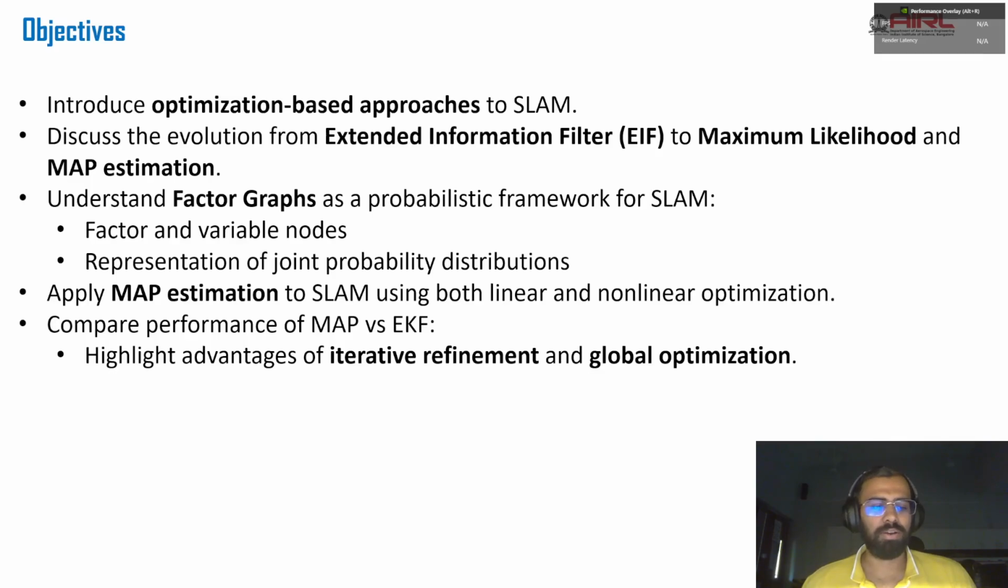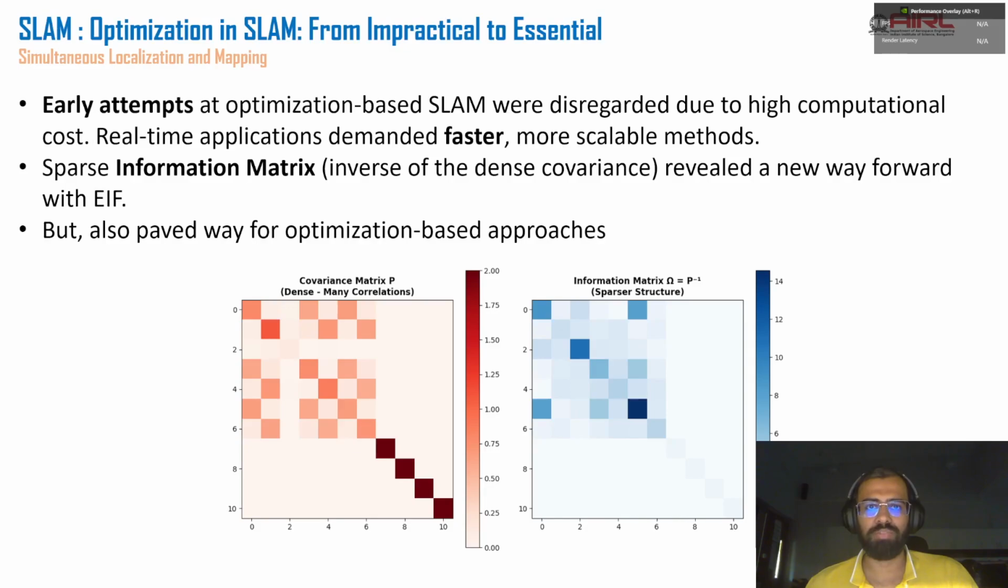And I remember this one quote where every CS grad, after some time, ends up looking at the world as just a bunch of graphs, right? Which should tell you how important this factor graph approach could be in SLAM, especially for the modern methods. And then we'll also look at how we can use this MAP estimation for SLAM using both linear and nonlinear optimization. And also look at a few cool little results to figure out the difference.